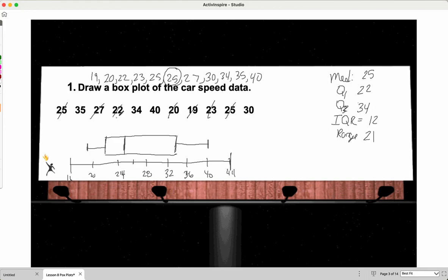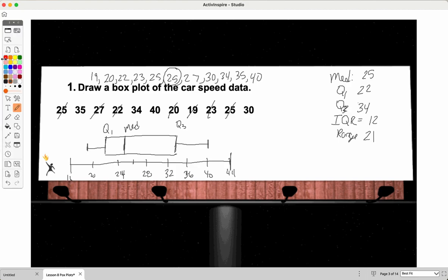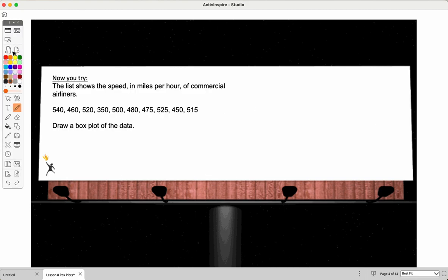Okay. So again, we've got our median here, my Q1, my Q3. This is my range, my lower extreme and my upper extreme. All right, it's your turn to go ahead and put the data together and create a box plot for this information. Go ahead and pause the video, and when you're done, you can check your work.